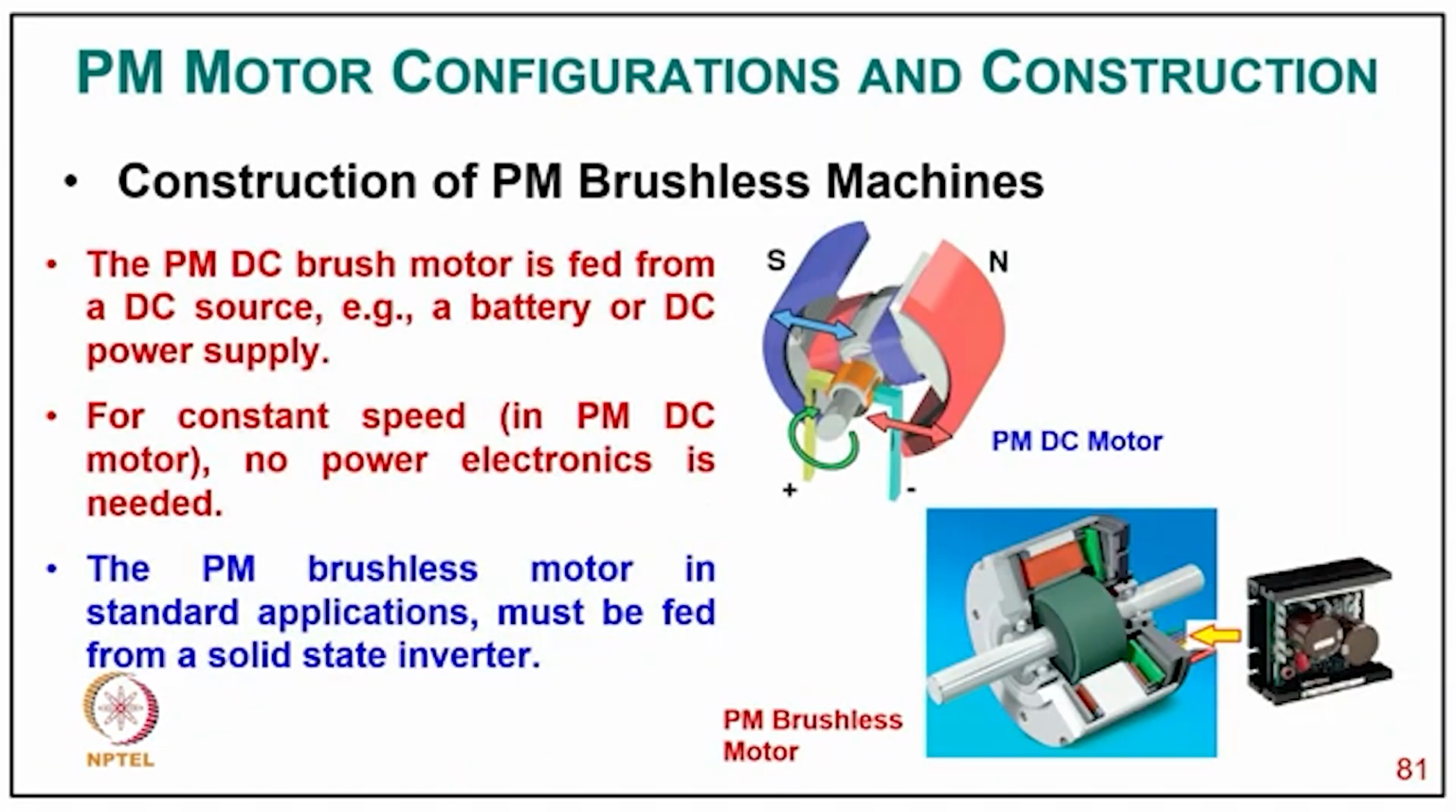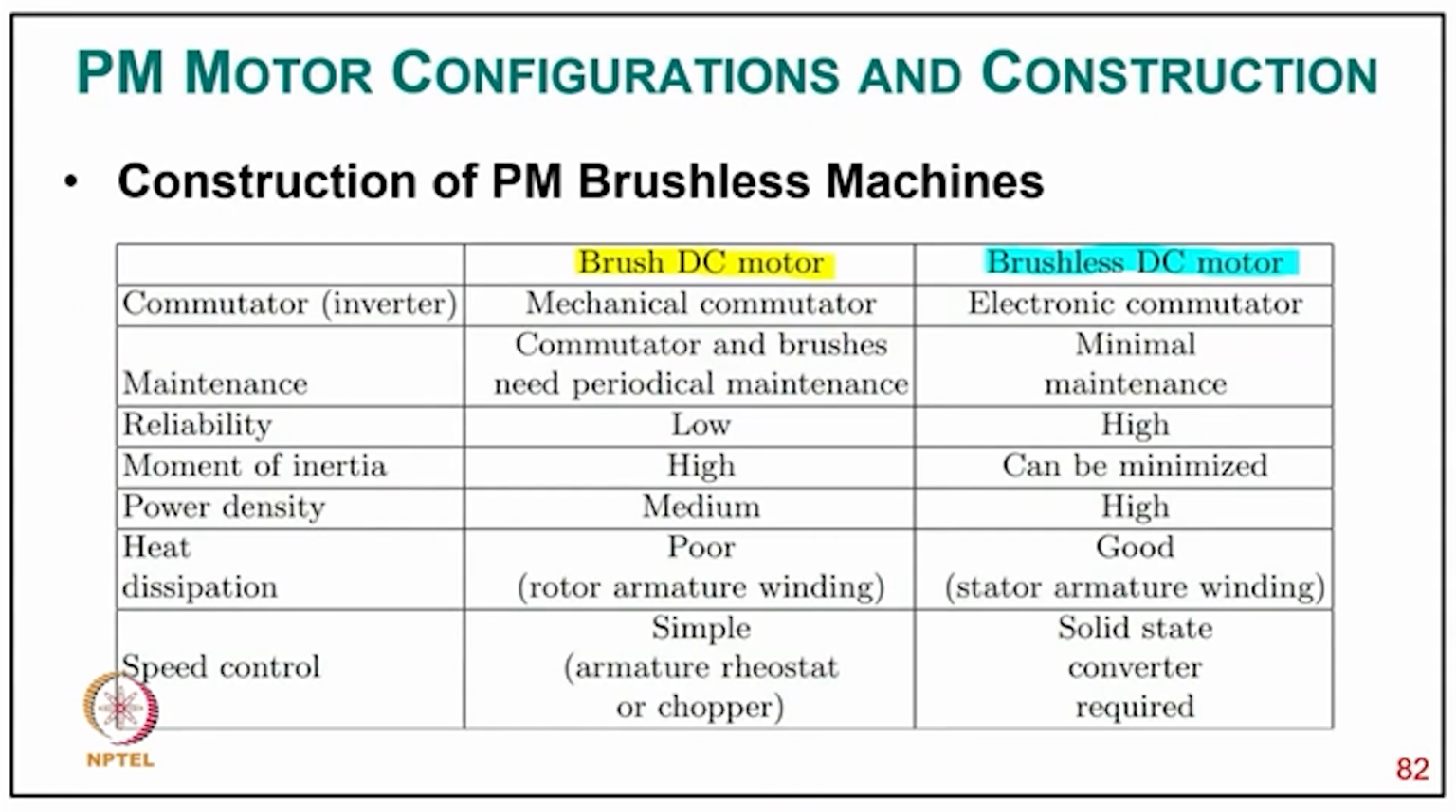Typically, the PM DC motor is fed from a DC source, battery or DC supply, for constant speed. For a PM DC motor, no power electronics is needed. The PM brushless motor in standard applications must be fed from a solid state inverter, because electronic commutation is provided by the power electronics inverter. So this is a comparison between the two motors. For the brush DC motor we have a mechanical commutator, and for the brushless motor we have electronic commutation.